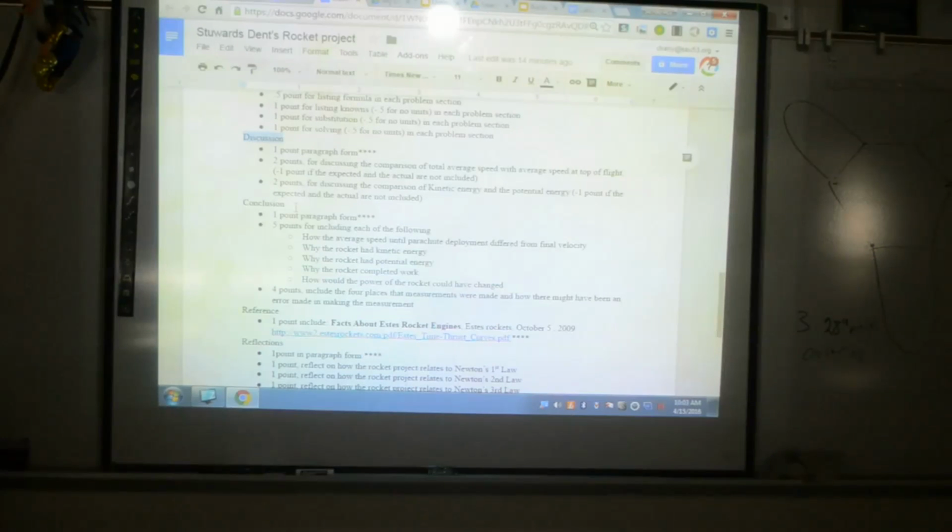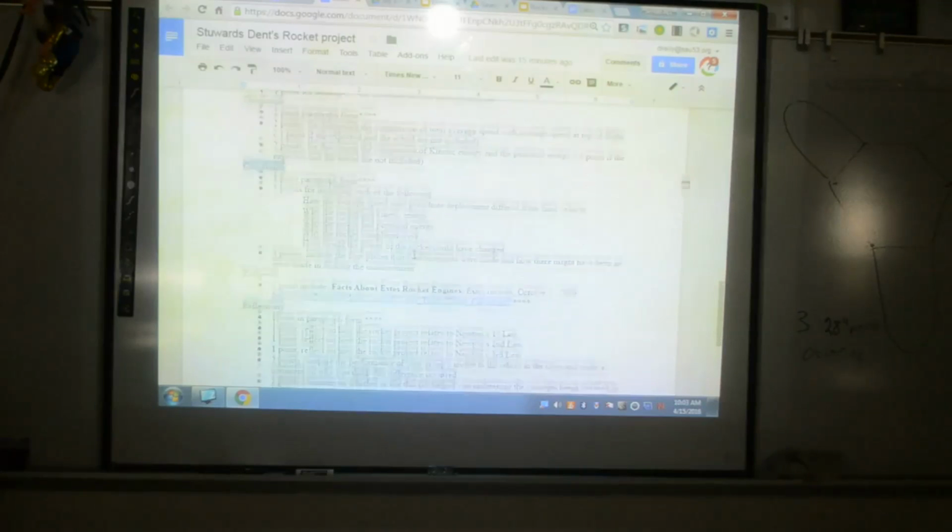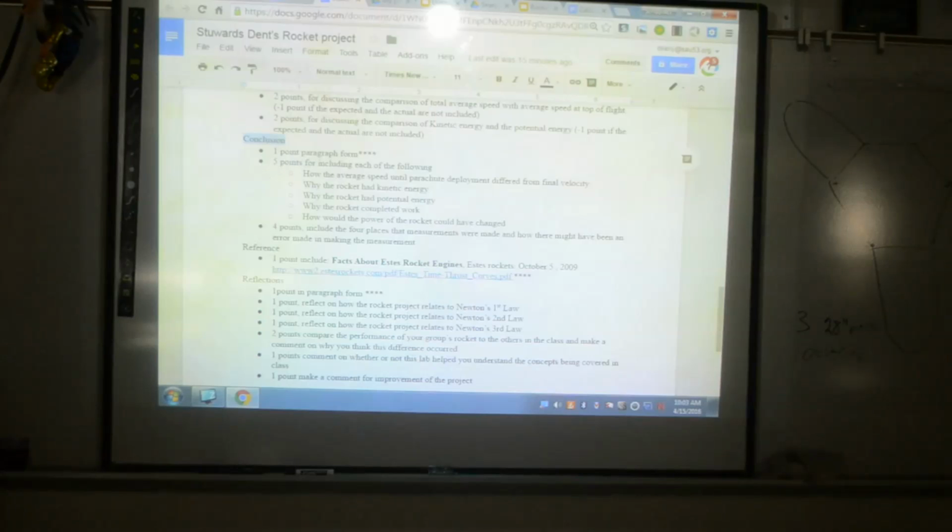Next, we are going to move to the conclusion section, okay? In this section, we will be putting it in paragraph form, and you will be answering the following things in the conclusion: how the average speed until parachute deployment differed from the final velocity, why the rocket had kinetic energy, why the rocket had potential energy, why the rocket completed work, and how the power of the rocket could have changed.